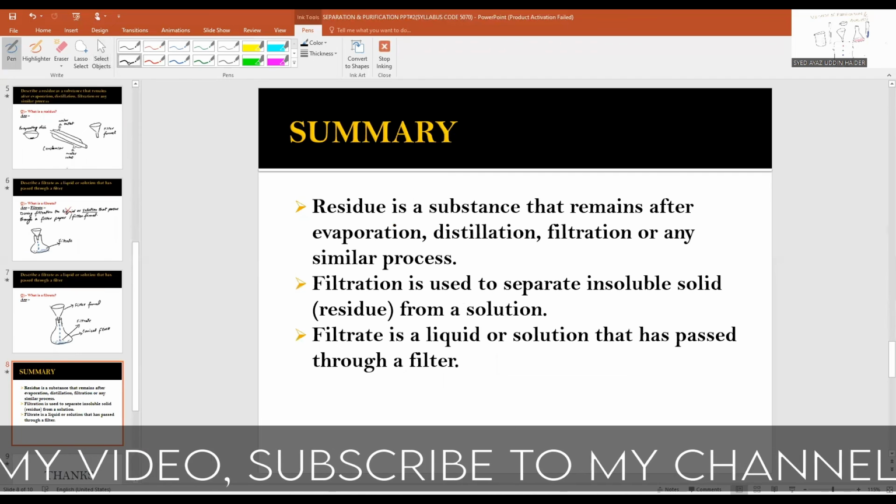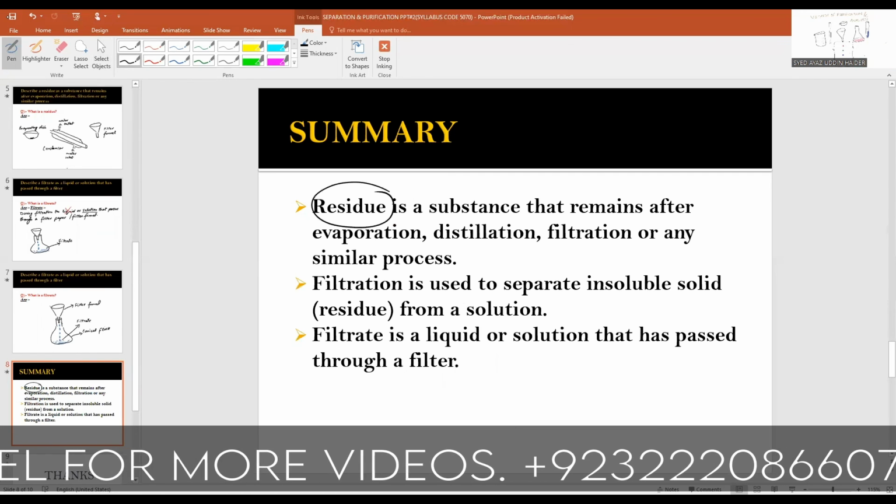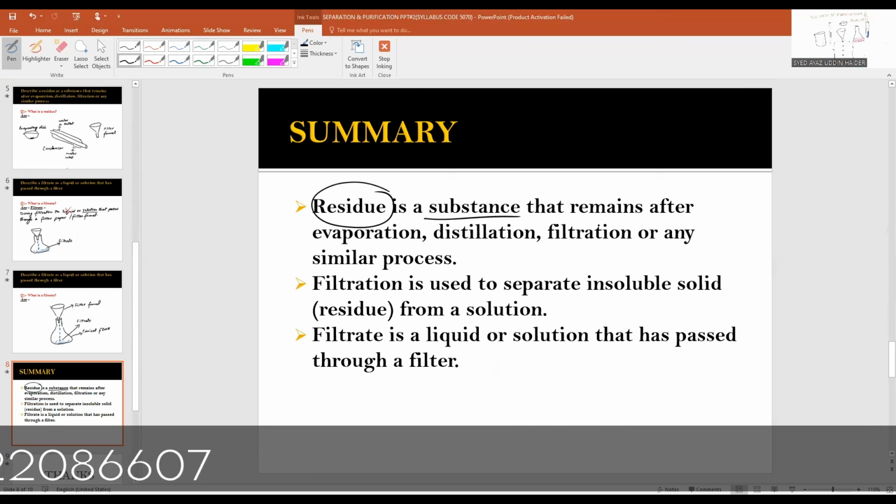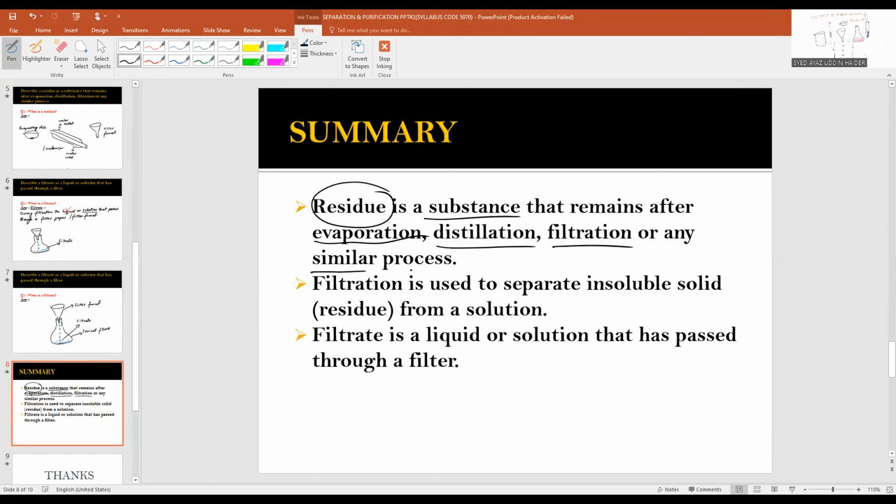In summary, residue is a substance that remains after evaporation, distillation, filtration, or any similar process. Filtration is used to separate insoluble solid residue from a solution. Filtrate is a liquid or solution that has passed through a filter. I have already discussed it's appropriate not to say this as a liquid. We'll say this as solution.